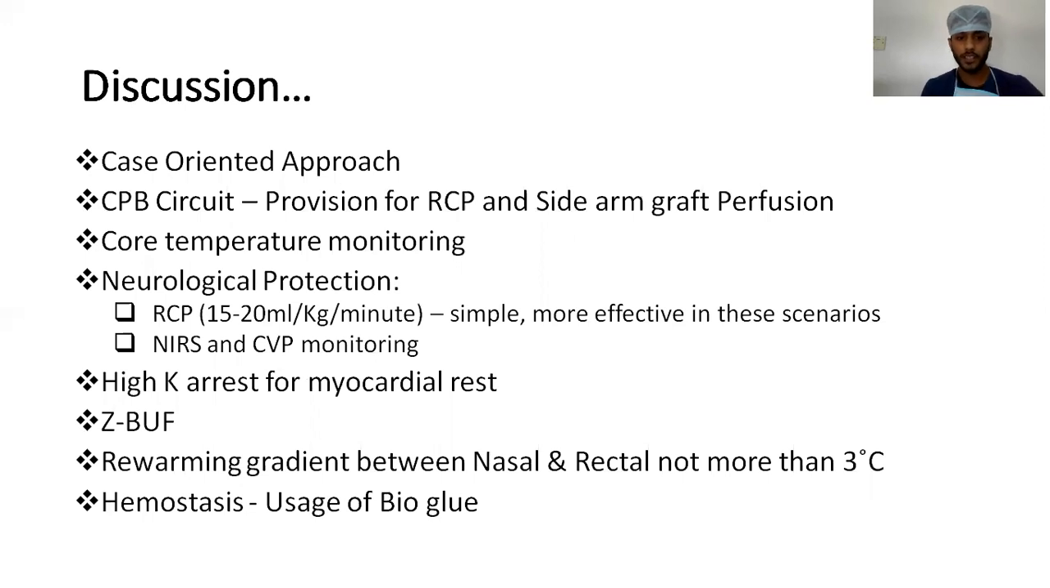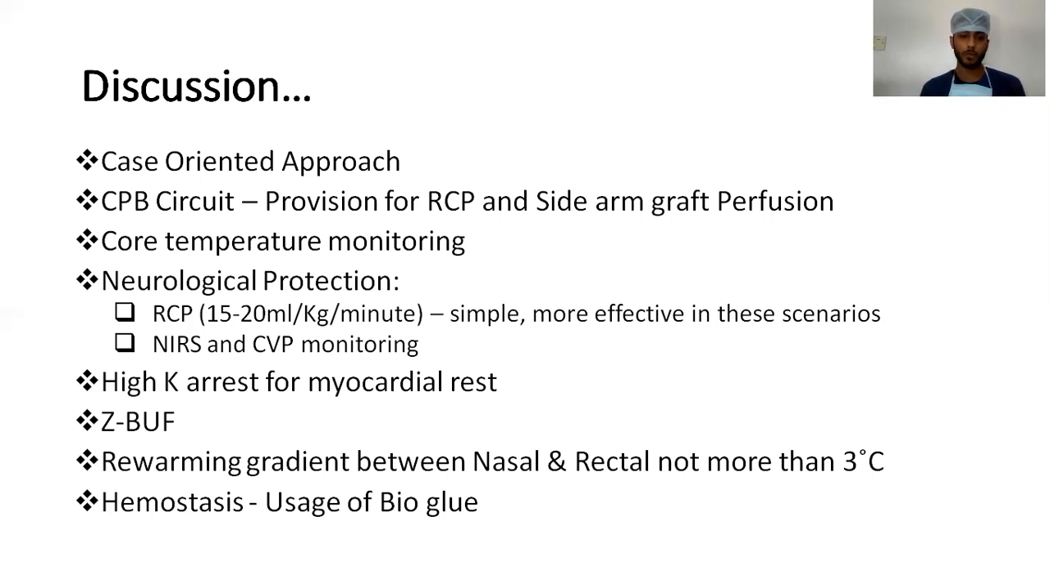So let's come to the discussion. All the cases are different, so there should be a case-oriented approach from our side. If we are considering the CPB circuit also, sometimes we require an RCP, sometimes we require selective antegrade cerebral perfusion and side arm graft perfusion. So we require an extra arterial line, and we should be prepared for that from our side.